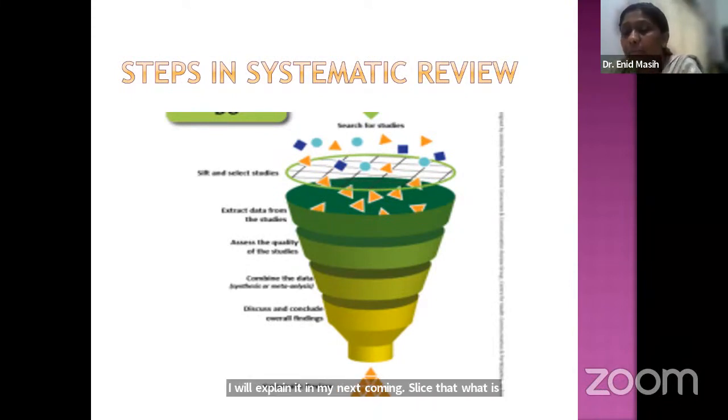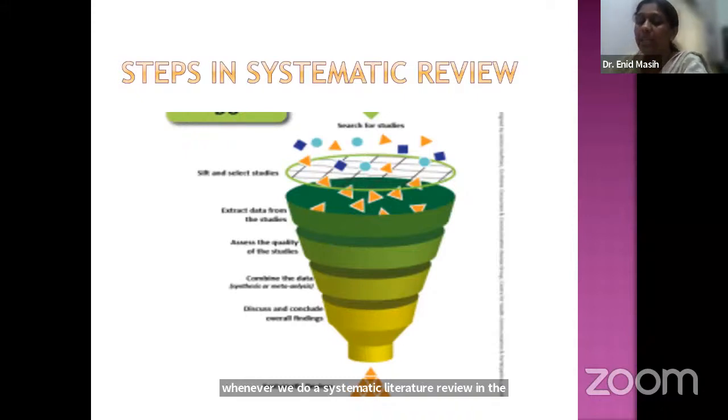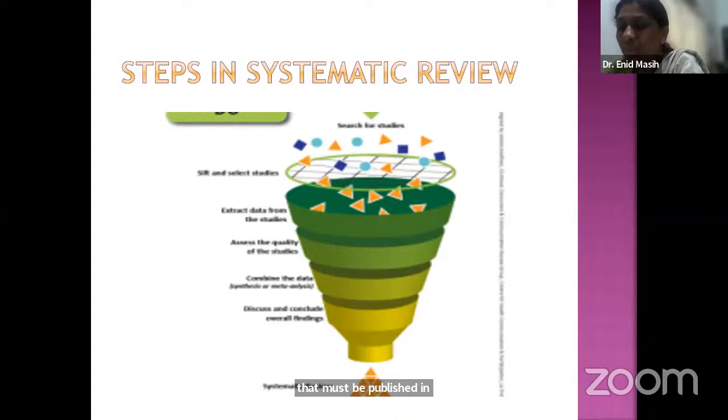Whenever we do a systematic literature review, the next important step is that whatever work we are doing in our systematic literature review, or whatever work we are publishing, must be published with evidence.